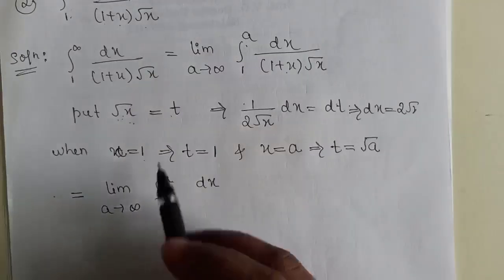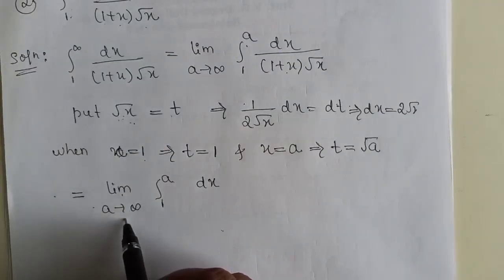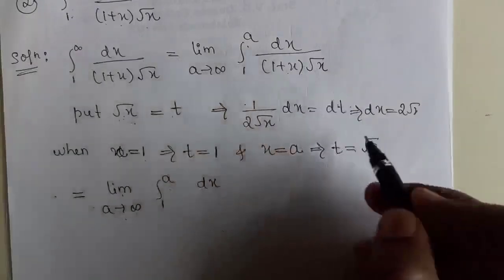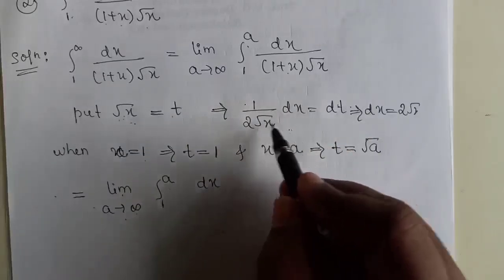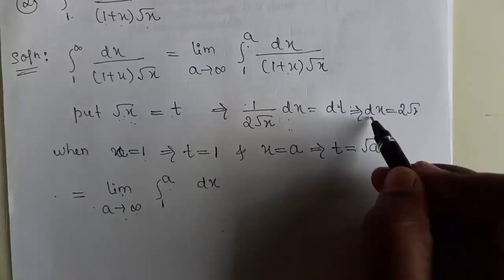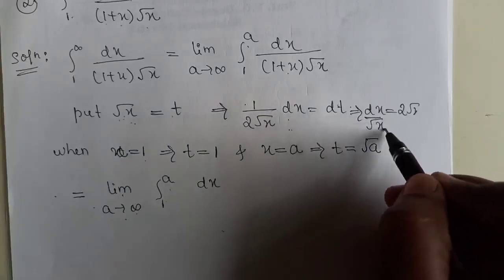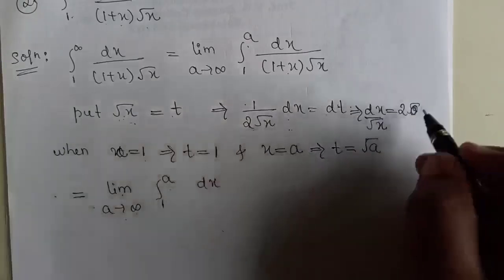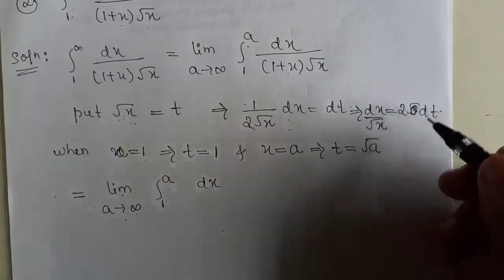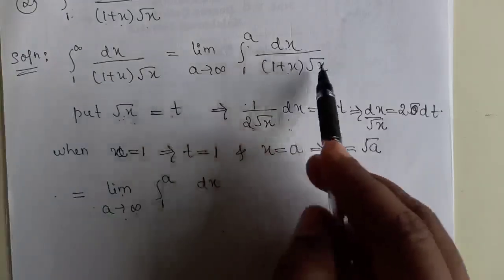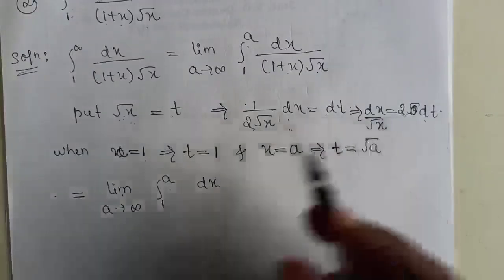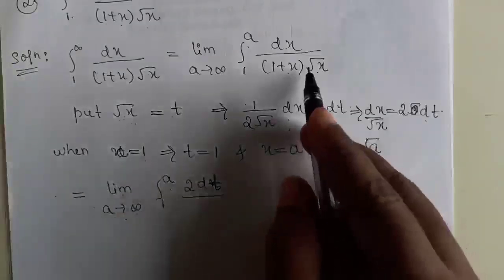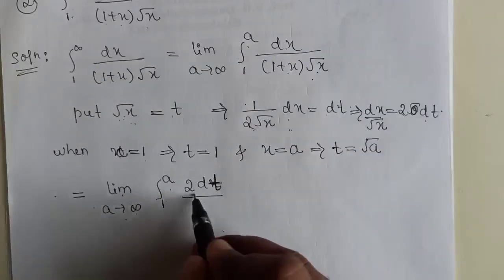Now the given integral can be written as limit a tends to infinity, integral 1 to a. We change this dx: I will keep root x as it is, so dx divided by root x equals 2 dt. Therefore, in the place of dx divided by root x, I will write 2 dt.